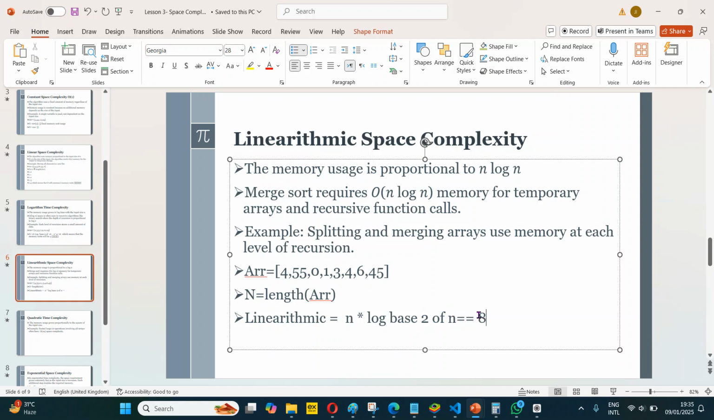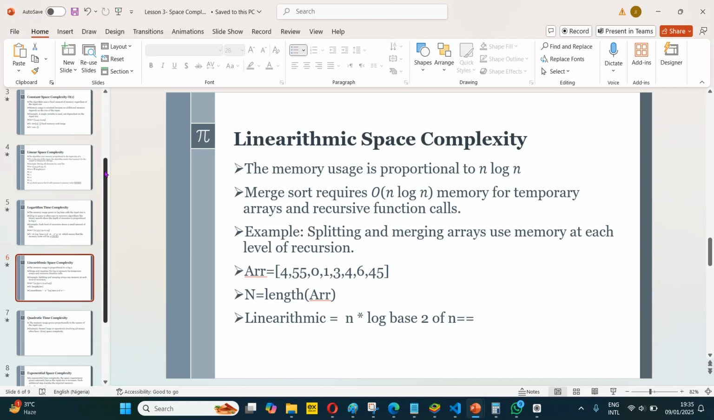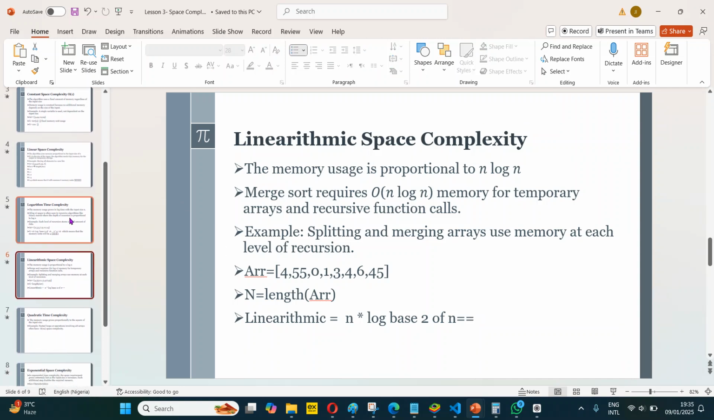Remember, if n is 8, the space is 8 times the log base 2 of 8. So that is how the linearithmic space complexity works, right? From what we have done earlier, we can see that constant space complexity is the best, followed by logarithmic space complexity, which consumes less space, then linear space complexity, and then linearithmic space complexity.